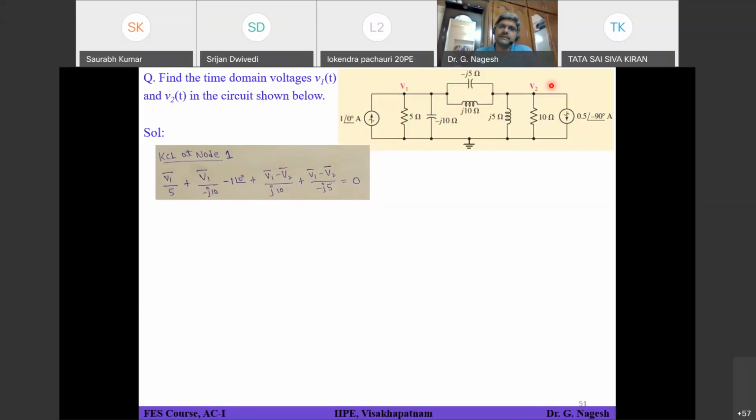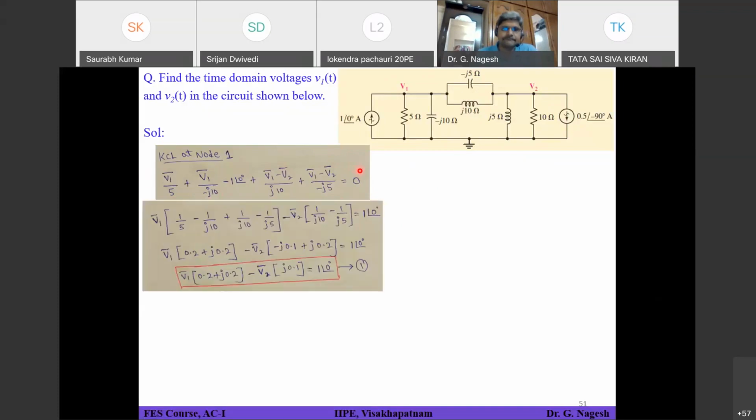V1 minus V2 divided by plus J10 is one thing, because two currents are flowing, if you see in that sense. So V1 minus V2 divided by plus J10 is one term, and V1 minus V2 divided by minus J5. This is how you have to write the nodal expression at node 1. Try to segregate all voltages V1 and V2 on one side and all real current sources on the right hand side. If you do that, you are going to get this kind of expression.